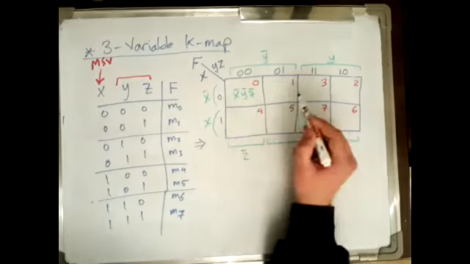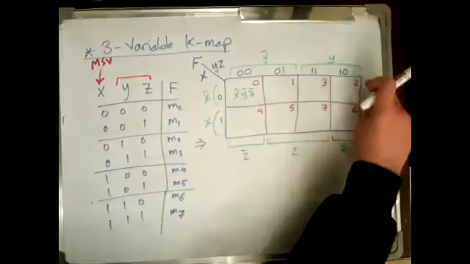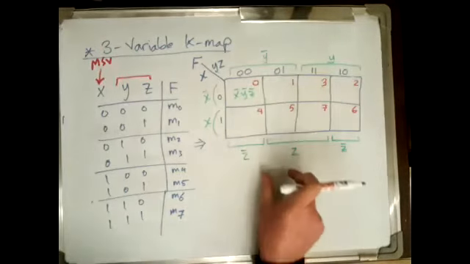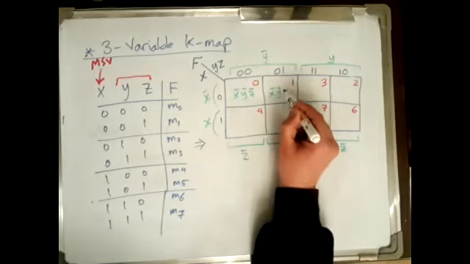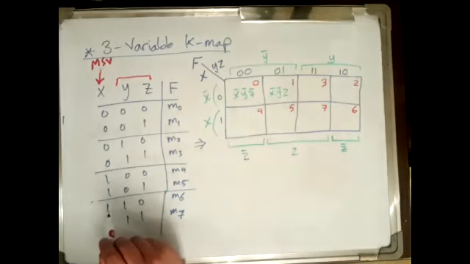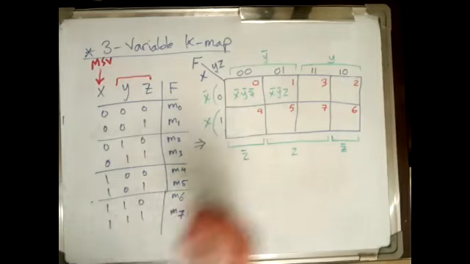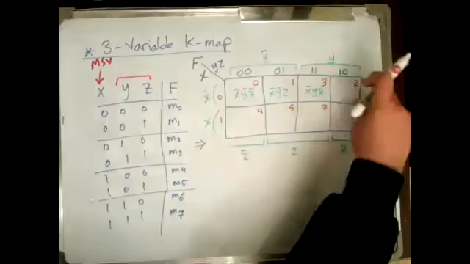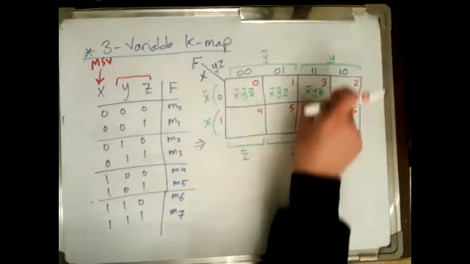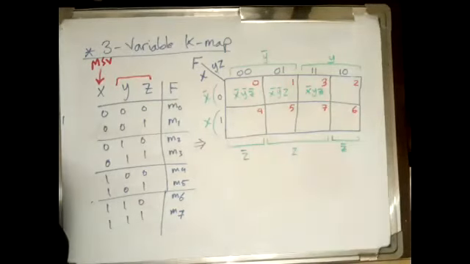For this one, it is in x bar, it is in y bar, and it is in z. So it is x bar intersection with y bar, and with z, which is the logic expression for min-term 1. Same thing here, it will be in x bar, y, z. It is x bar, y intersection with z.